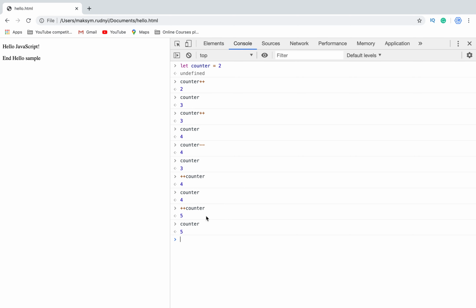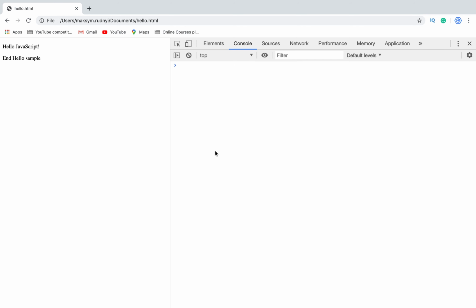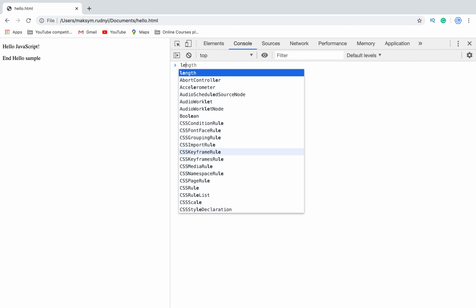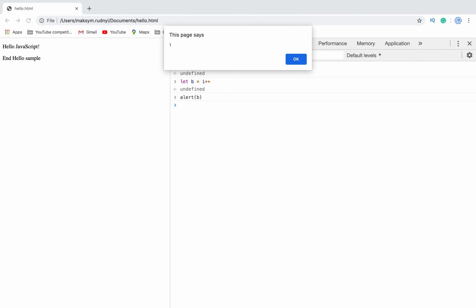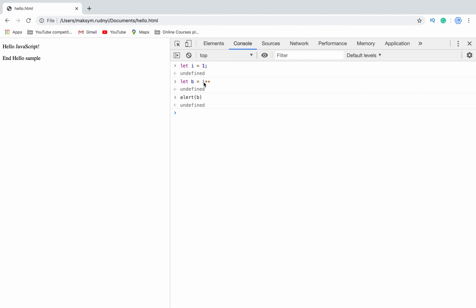So 2 cases. And it's very important because in some operations we need to first increase the value, then return this value. Let me show you one sample of why it's important. For example, we have the same 1 and we want to create let b, it will be i plus plus. You expect that it will be incremented, and when you alert b, you will have 1. Why? Because it was returned, assigned to b, and then it was incremented.